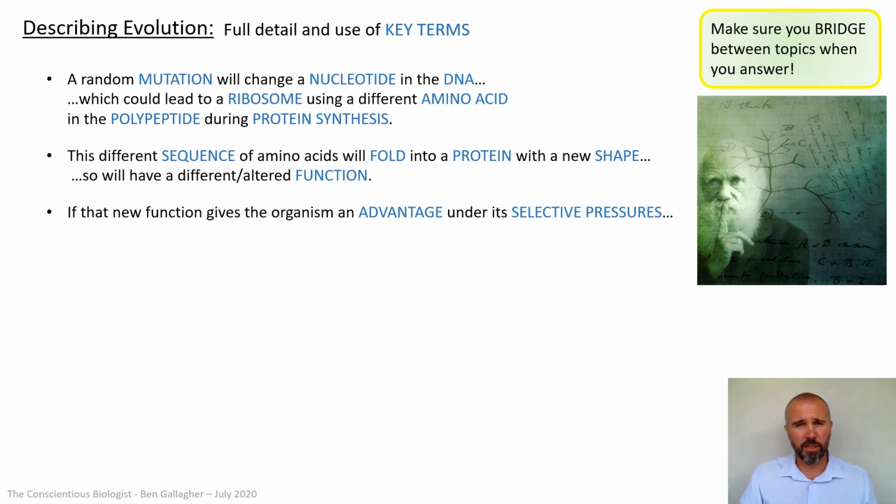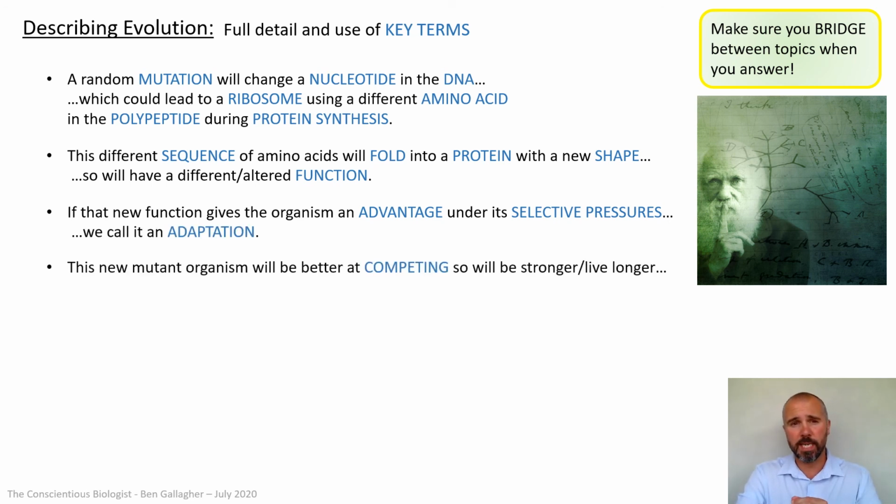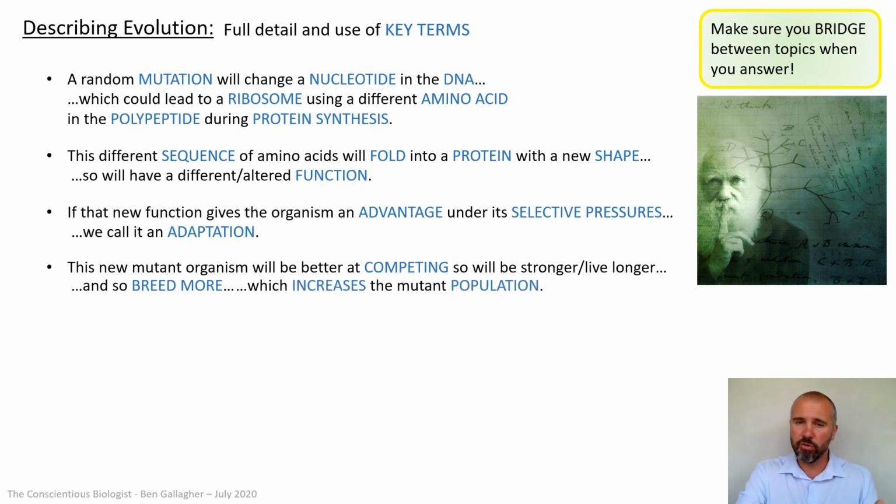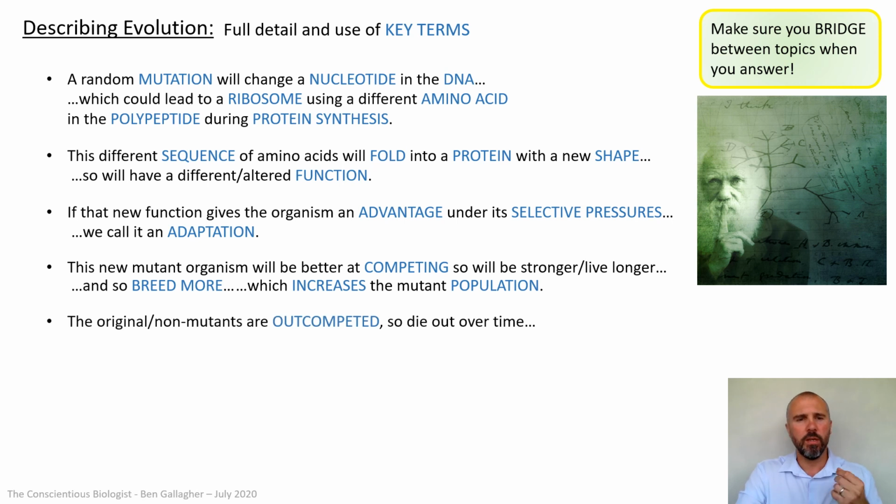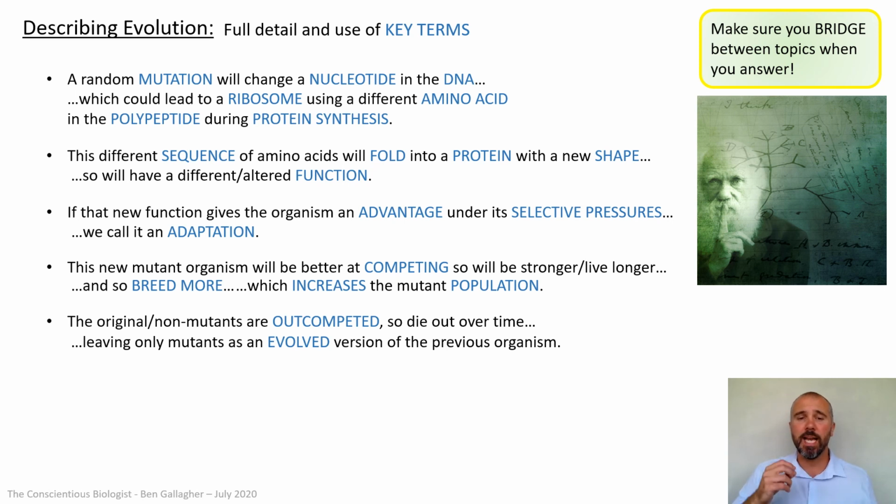Now we bring in more of the evolution theory, the directional selection, that if that new function gives the organism an advantage under the selective pressures, we call it an adaptation. The new mutant organism will be better at competing, so will be stronger or live longer, and so breed more, which increases the mutant population. The original non-mutants are outcompeted, so die out over time, leaving only the mutants as an evolved version of the previous organism. That is a brilliant description of evolution, absolutely jam-packed with key terms, bridged from various areas of the course. That's what you need to get good at doing.